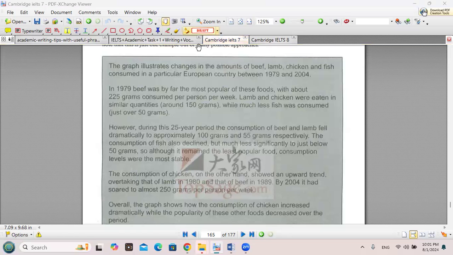Sharply important, yes. No, significant here doesn't mean important. Significant here means big differences. You see? If I said much less significantly, it means not that sharp. Yes. So here we have this one.